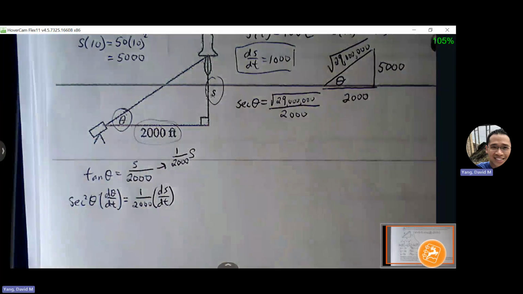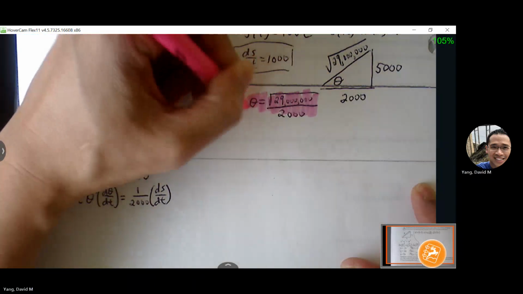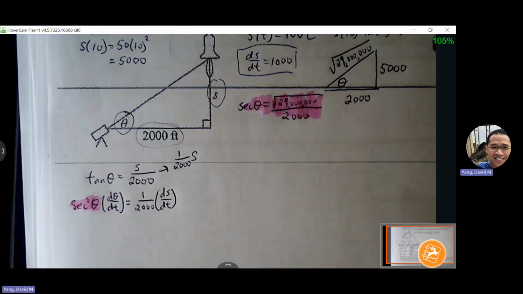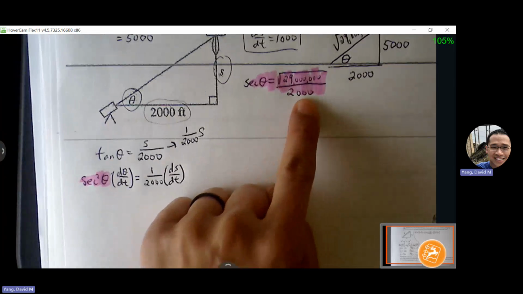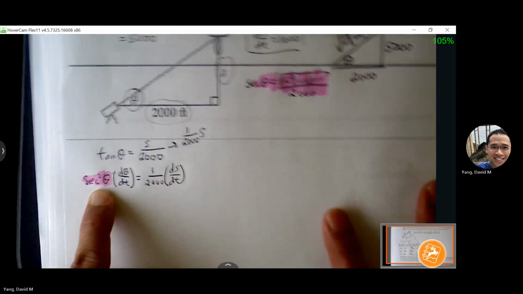Okay, so that's the last piece of the puzzle that we need. Now everything is just putting in and trying to solve for d theta dt. Yes, question. Is it secant squared? It will be, yeah. So I'm going to put that in, and then I'm going to square it after I put that ratio in. Yes, I am going to square it.